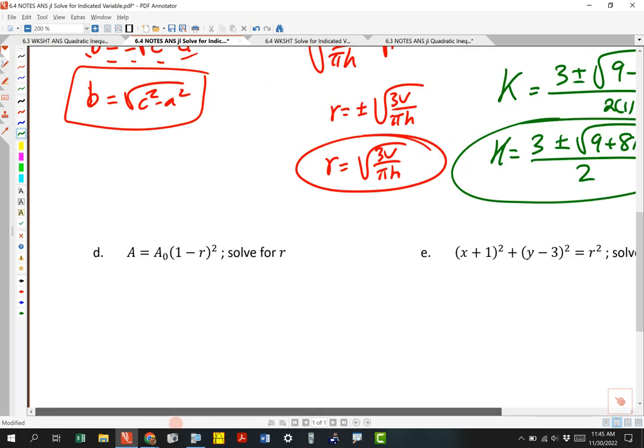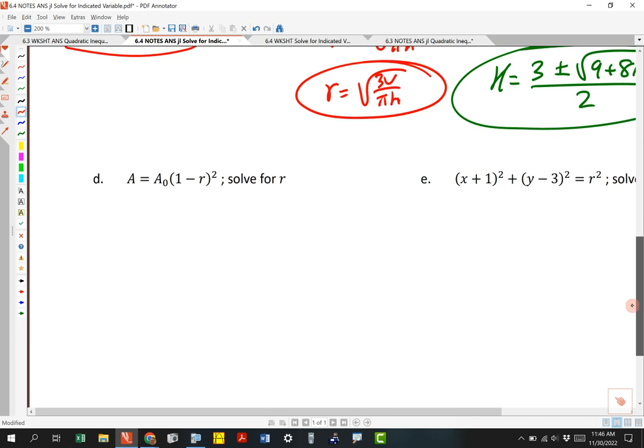Okay, so I want you to take a look at D. I'm not quite sure what this formula is. We don't have to know. We just have to get R by itself. Lizzie, what do you want to get rid of first? Perfect. So we call that A naught. We're going to divide by A naught because those are just numbers. We can do that. Those are going to cancel. So I have A over A naught, and I have 1 minus R quantity squared.